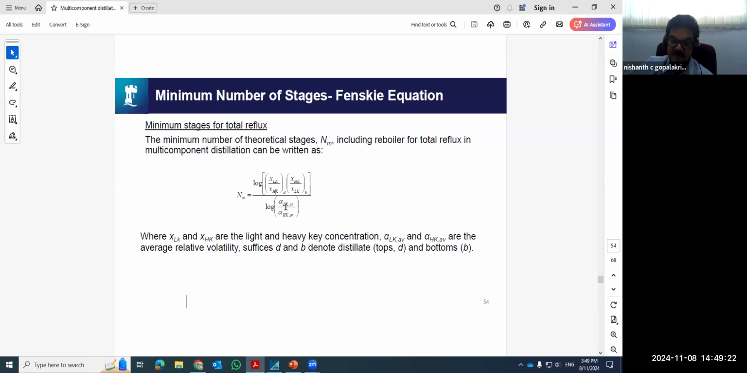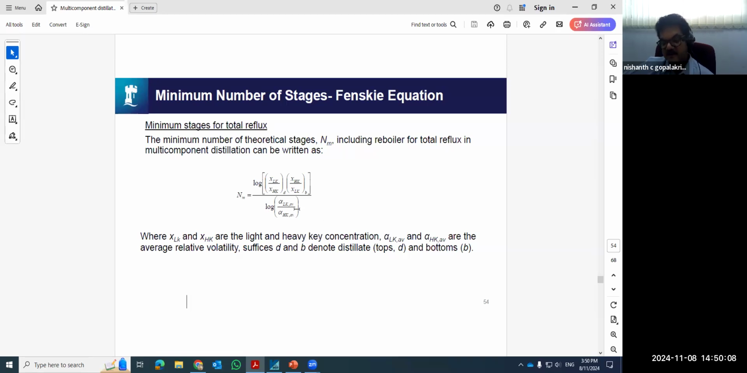Now, at the denominator, the alpha LK average means the relative volatility. Relative volatility is a measure of how much lighter one of the components is with respect to the other. So if light key's relative volatility is significantly higher than heavy key's relative volatility, that means the volatility difference between the key components is huge, which means we need less number of stages, because a high relative volatility indicates an easiness for separation. But if their relative volatilities are somewhat closer, that means we'll be needing a huge number of stages, because this is at the denominator.